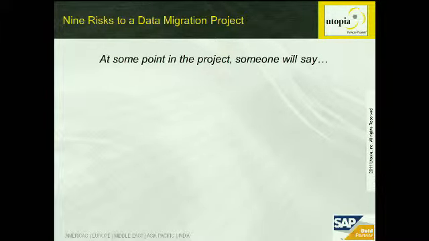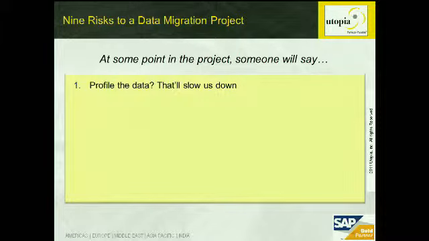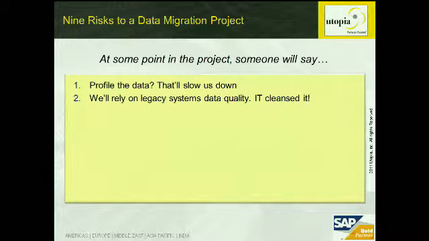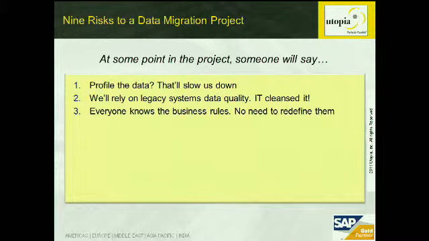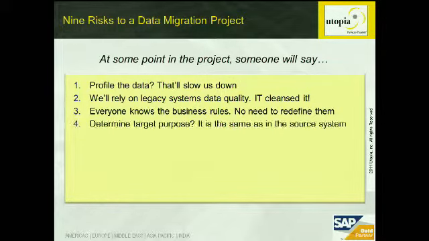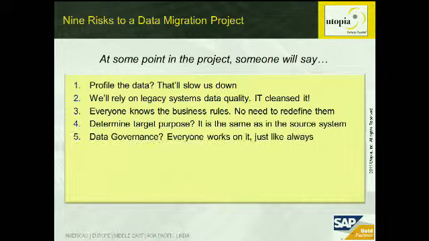So if you've conducted a data migration or you're about to do one, you can expect at some point in that project to hear one of these 9 different statements. The first one is, profile the data? Why? It's just going to slow us down. Or the next one, we'll rely on the legacy system's data quality, IT cleansed it. The next one is, everyone knows the business rules, we don't need to redefine them. Or this one, define the target system purpose? Why? We already know what that is, we just need to upgrade or migrate the application. Data governance, everyone works on it, it's gotten us this far, works just fine.